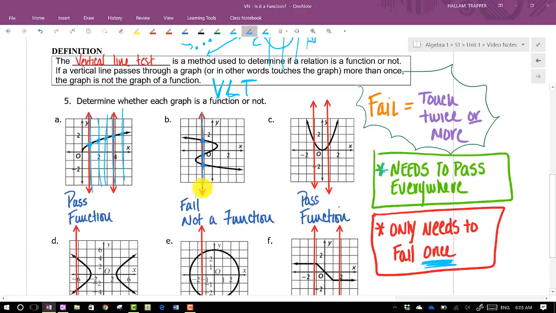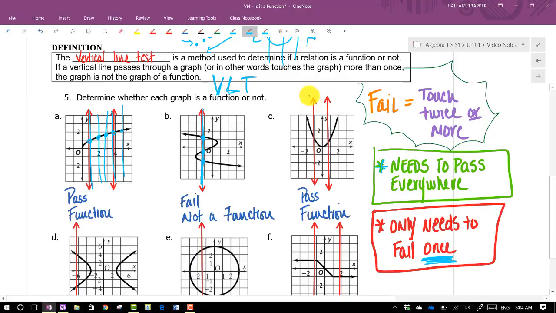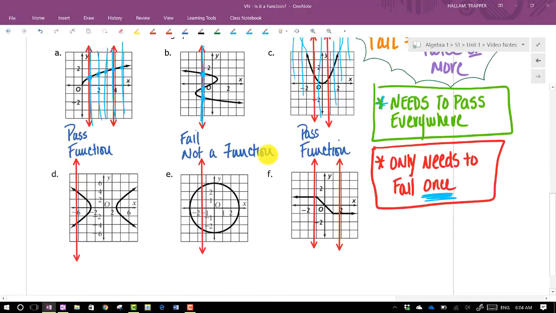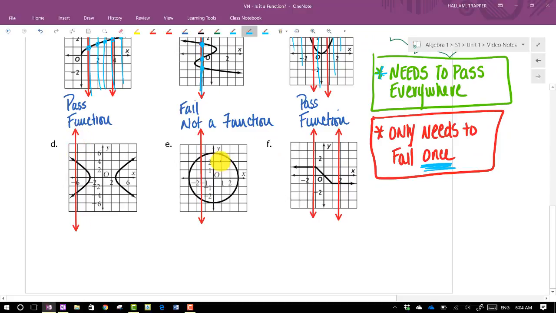On B here, I only have to draw one line right there, and it touches once, twice, 3 times right there, so it only has to fail once, so it is not a function, it's just a relation. And then you can see this pattern, C, right? I can draw as many vertical lines on C, and notice these arrows extend it forever in both directions. And I can continually draw vertical lines on it, but it's still going to pass everywhere. So it is a function. All right, D, I only have to draw one line because it touches here and here, so it's not going to be a function.